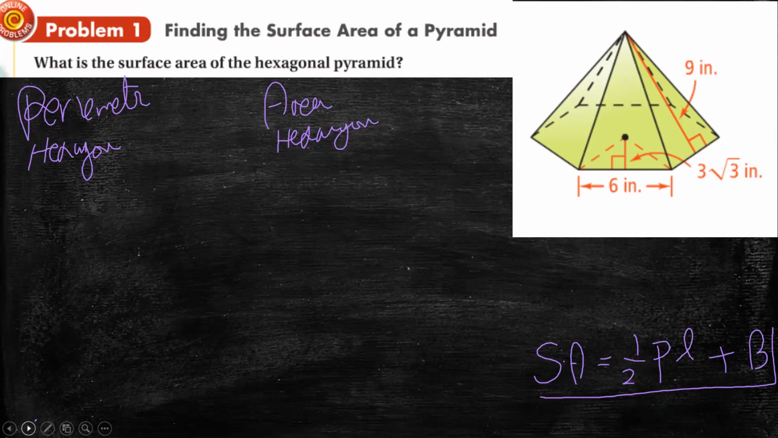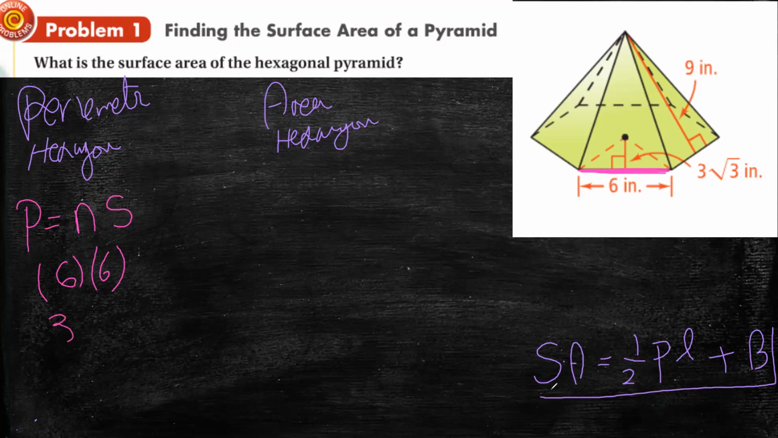Now we need to find the perimeter here. As you remember, how can we find the perimeter of the hexagon? By multiplying the number of sides by the side length, so it is n times s. How many sides does the hexagon have? 6. Look at the length of the side for the hexagon. It's also 6. So the perimeter of the hexagon is 36 inches.